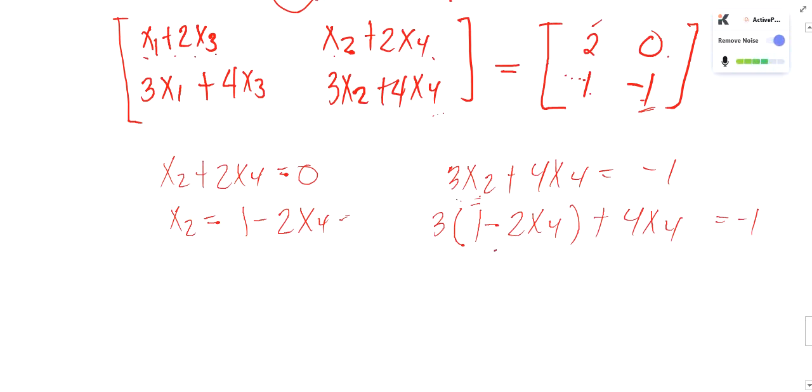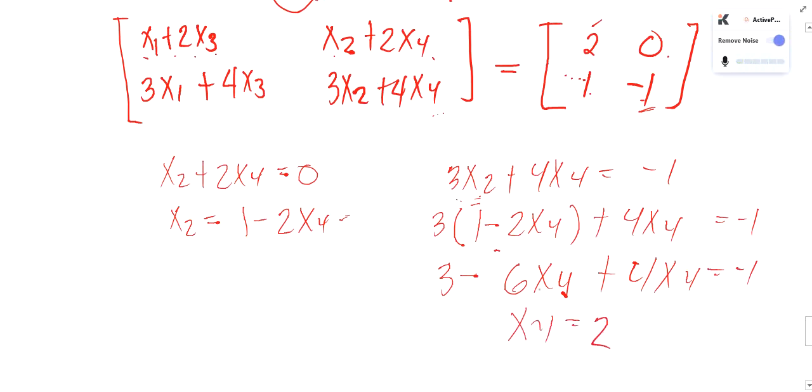So, simplifying this equation, makukuha natin yung value ng x4. So, 3 times 1 that is 3 minus 3 times 2x4 that is 6x4 plus 4x4 is equal to 1. So, yung x4 natin ngayon is equal to 2. So, meron na tayong value ng x4 which is equal to 2. Ano naman yung magiging value ng ating x2? I-substitute natin yung value ng x4 which is 2 dito sa ating equation to solve for x2. So, x2 is equal to 1 minus 2x4 which is 2. Yung x2 natin is negative 3.